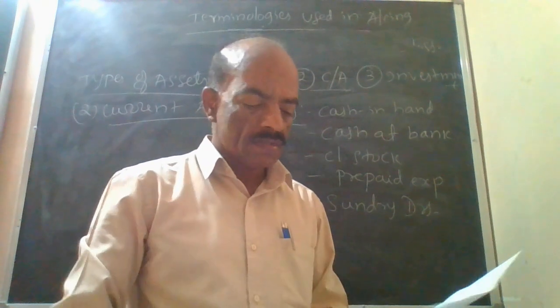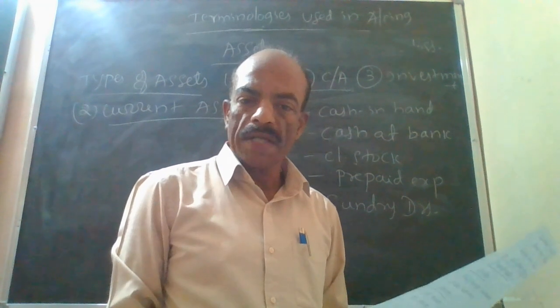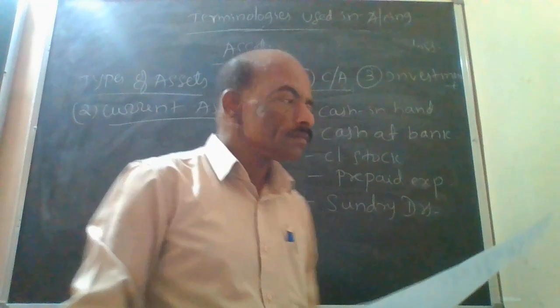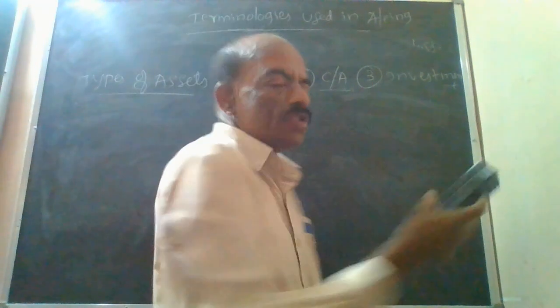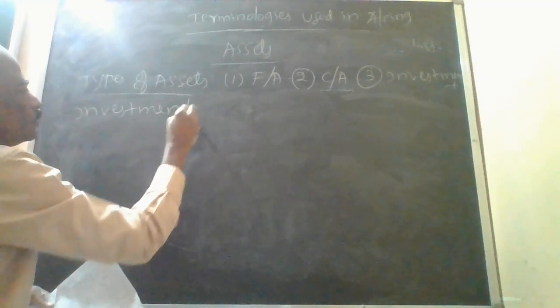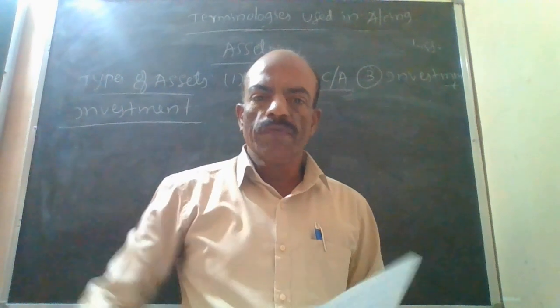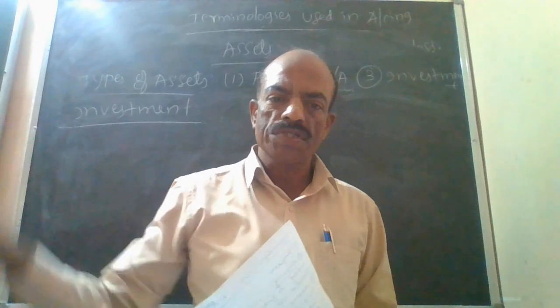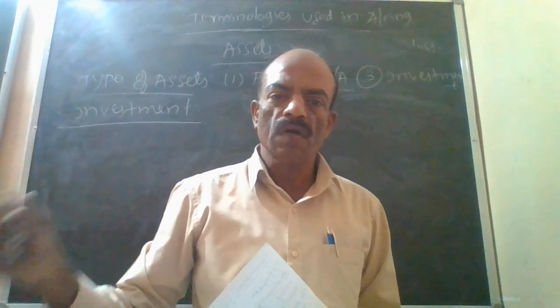Current assets are very simple. Then next is the investment. Current asset is an asset which can be converted into cash within 1 year. Next, the third one is the investment. So what is investment? Please don't get confused. Investment means purchasing the shares and debentures of another company.